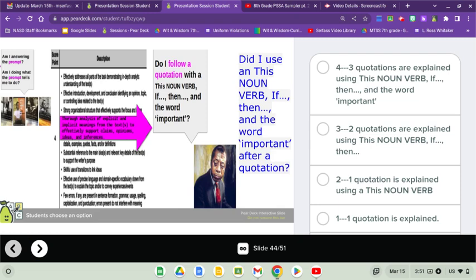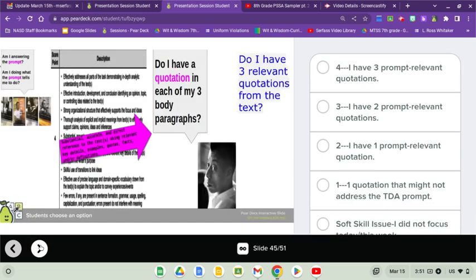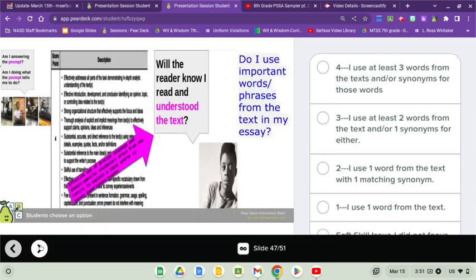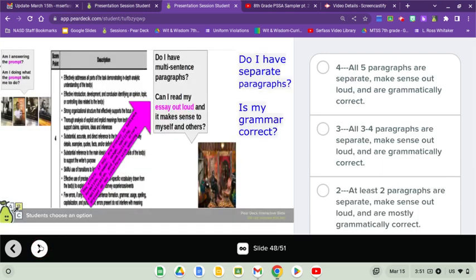Do I follow a quotation with a this noun verb, if and then, and the word important, right? Do I analyze and tease out implicit meanings? Do you have a quotation in each of your 3 body paragraphs? Do you use a skillful use of transition to link different ideas? Do you know, will the reader know I read and understood the text? Did you get the article? Can you show you understood it? Do you have multi-sentence paragraphs?